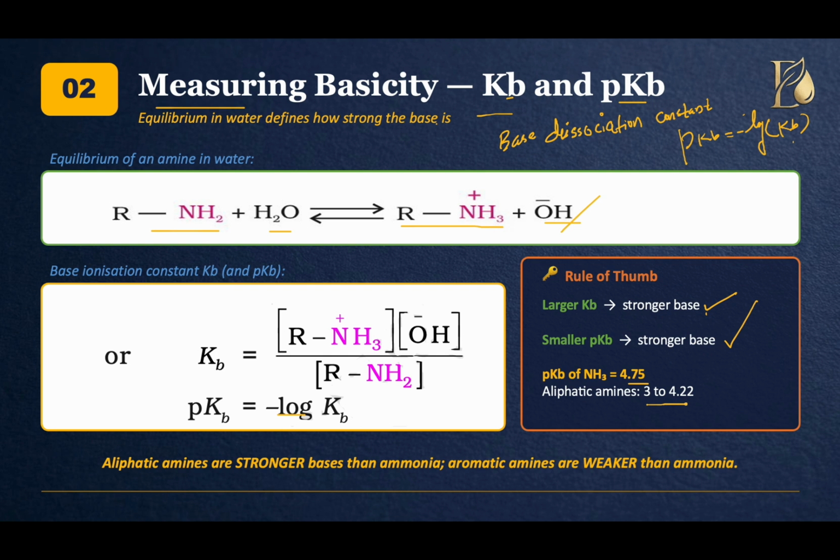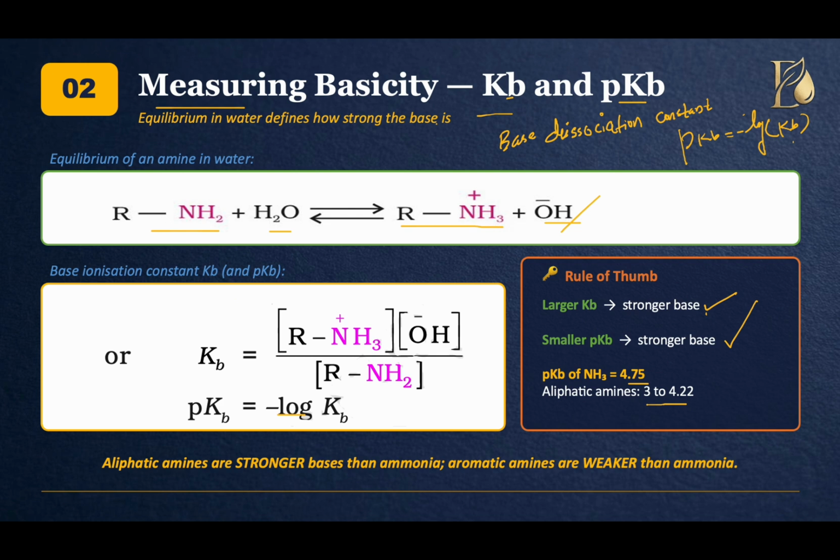However, aromatic amines like aniline are weaker bases than ammonia, and this is mainly because in aromatic amines the lone pair on nitrogen becomes involved in resonance with the benzene ring, reducing its availability for proton donation. We will discuss these topics in detail in the next sessions. Now I hope you got how we can define the Kb and pKb values in terms of the basicity of amines. So based on the Kb and pKb values, we can predict how strong the base is.